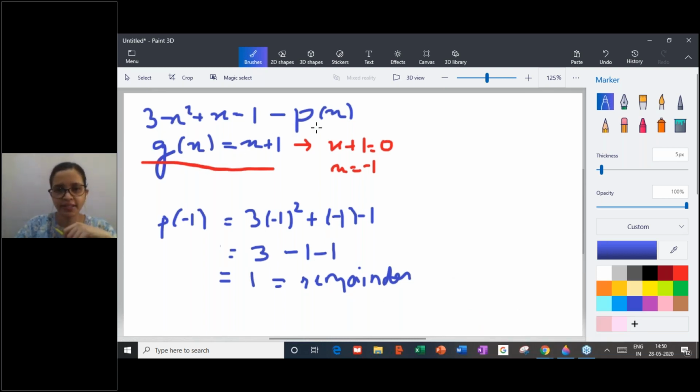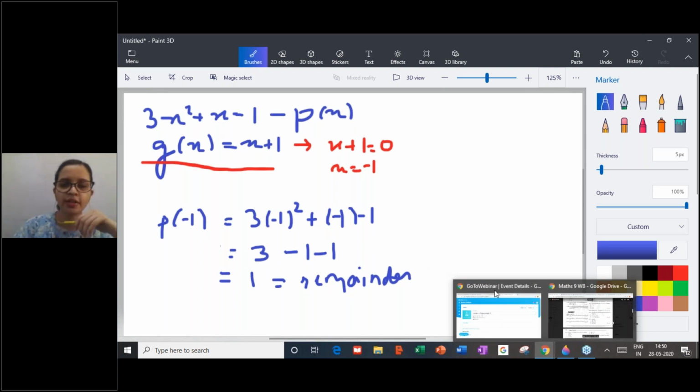Very simple, the dividend, which is p of x, right? You write p of x, then you write g of x. Take the 0 of g of x, or basically find the value of x. That's it. Find the value of x from this equation by equating it to 0, and substitute that value in p of x. Whatever answer you get will be your remainder. This will be the same if you perform long division. Just substitute the 0 and solve it.